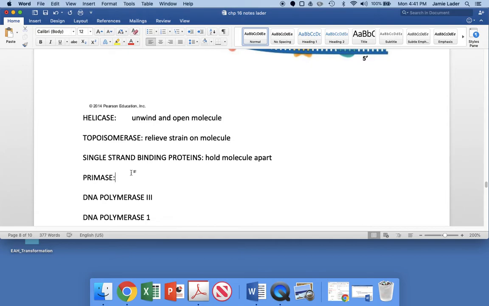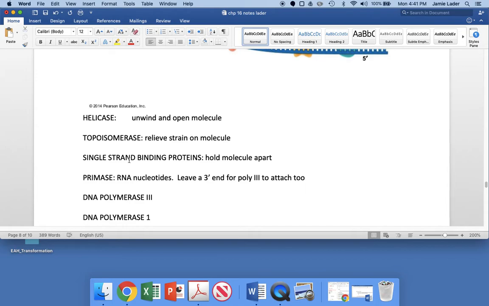Primase, of course, puts down those RNA molecules, RNA nucleotides, excuse me. And remember that it's going to leave a 3' end for poly 3 to attach to. That's the most important.